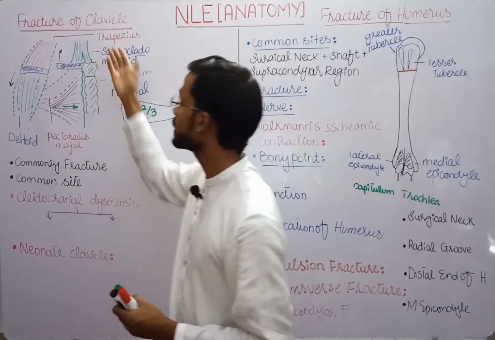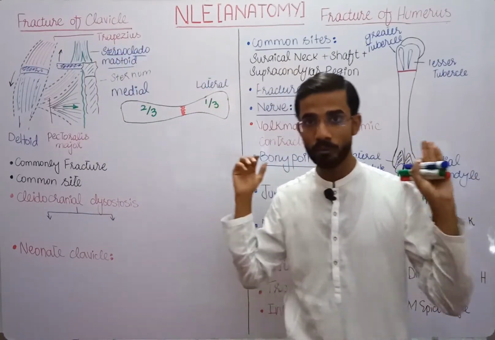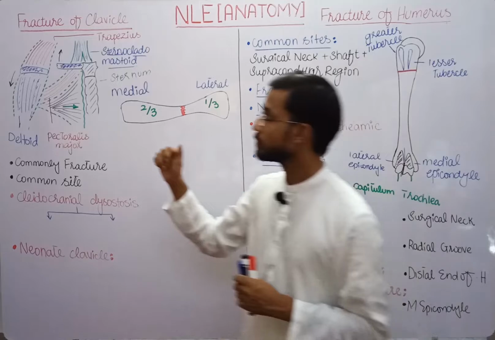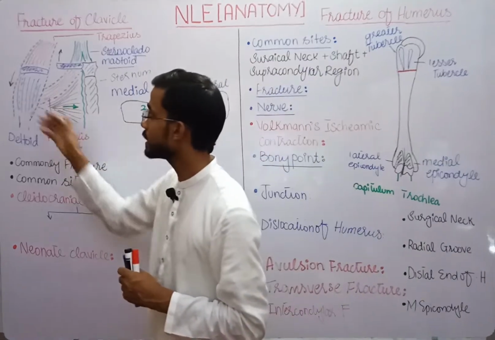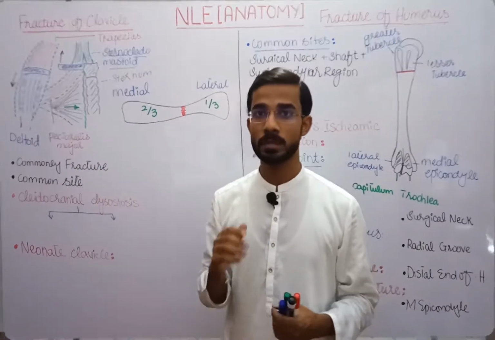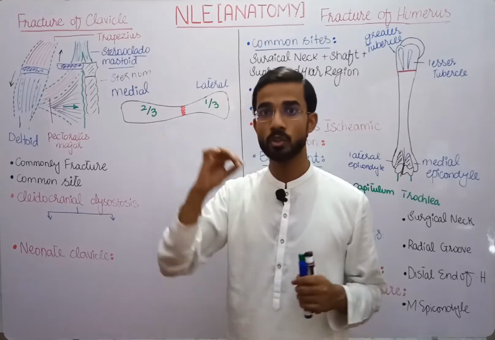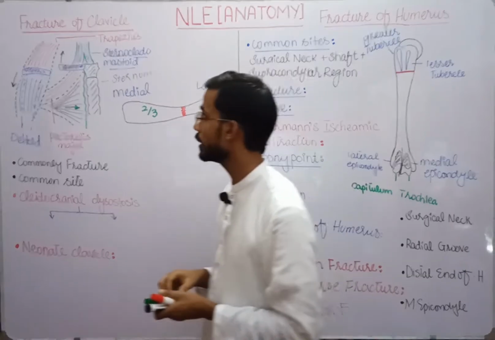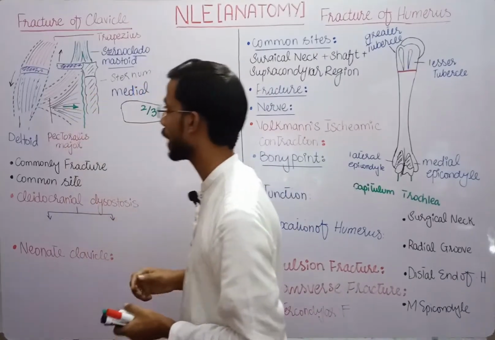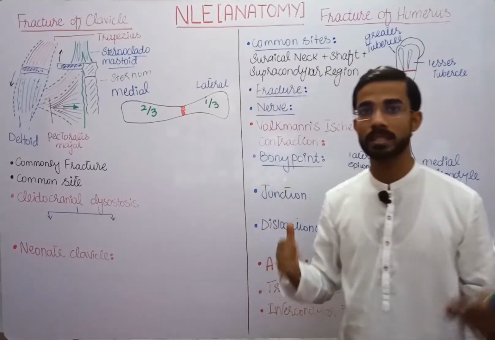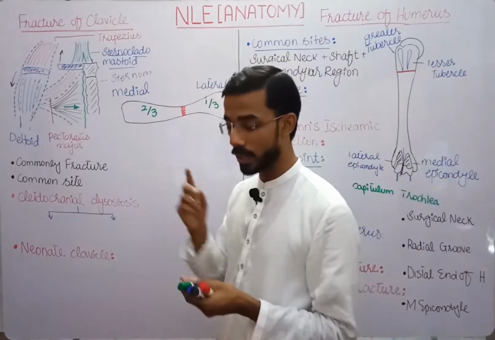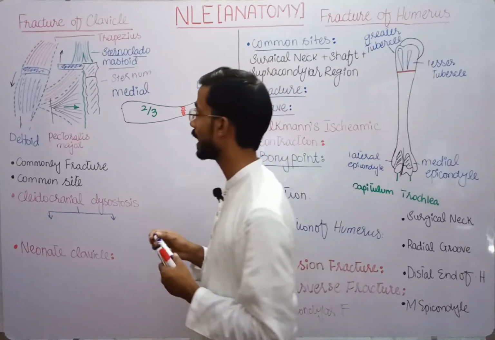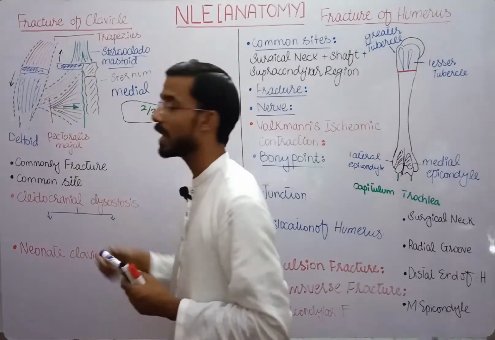And here is the trapezius muscle, which comes from the backward position. And here is the deltoid muscle, which is present at the top corner of the shoulder. And here is the pectoralis major, which is present in front of the chest. There are two portions of the clavicle: medial portion and lateral portion.